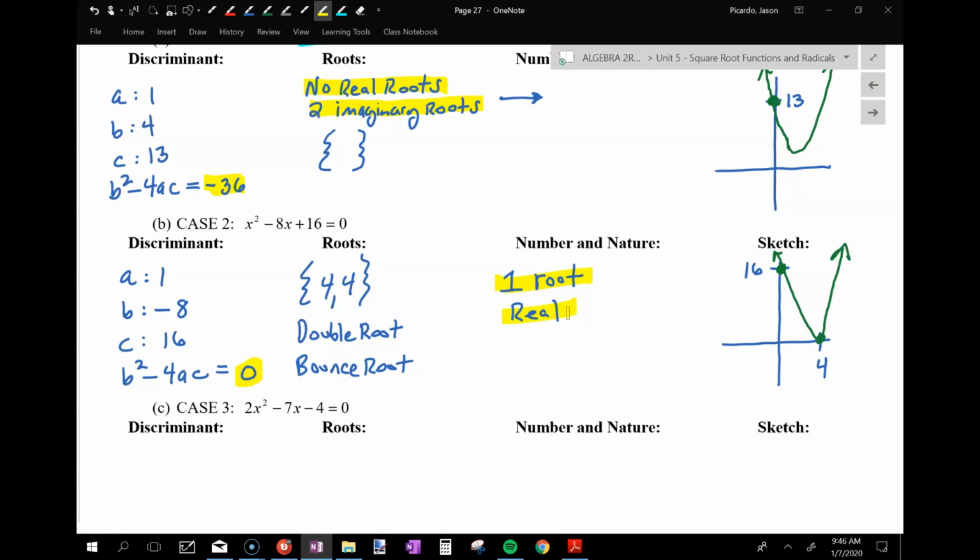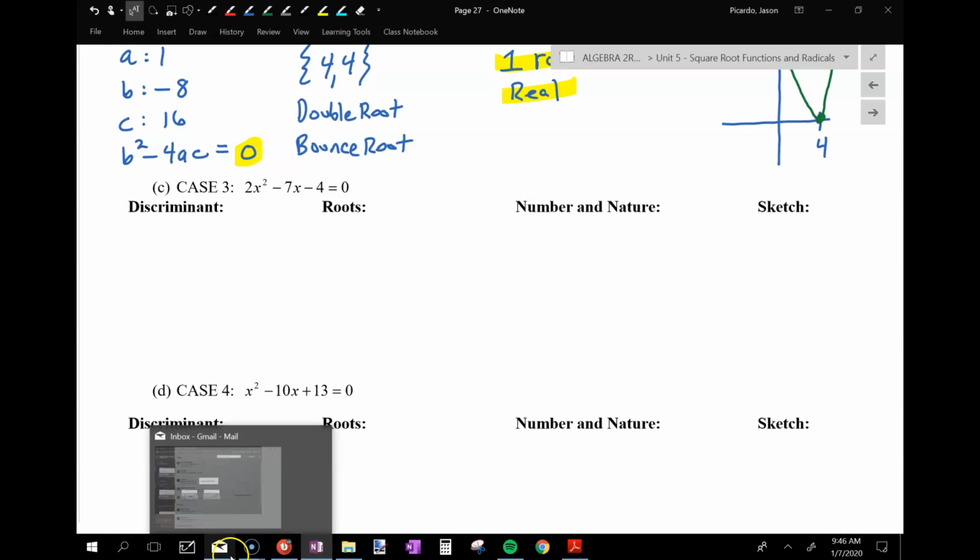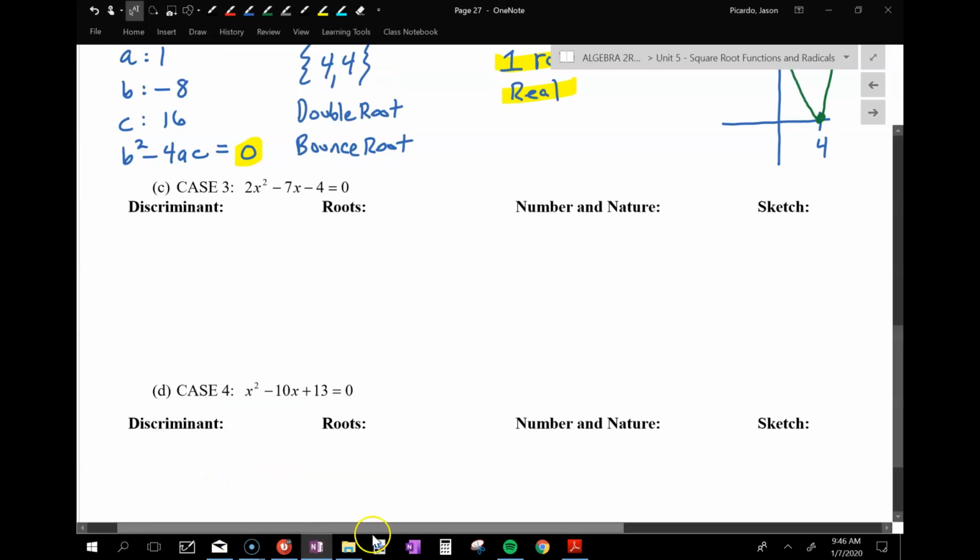My discriminant is not 0. It is not negative. It is positive. Well, Picardo, why do you have 2 different scenarios set up? You're going to see right now. Okay? You're going to see right now.